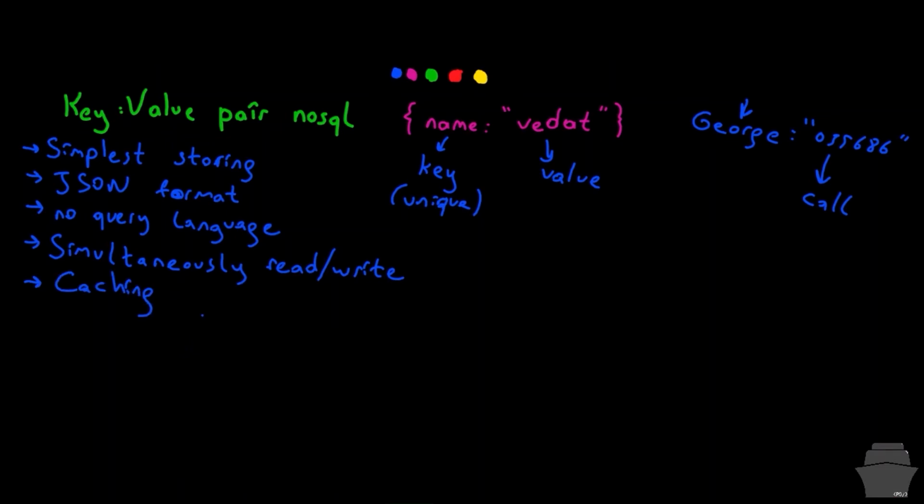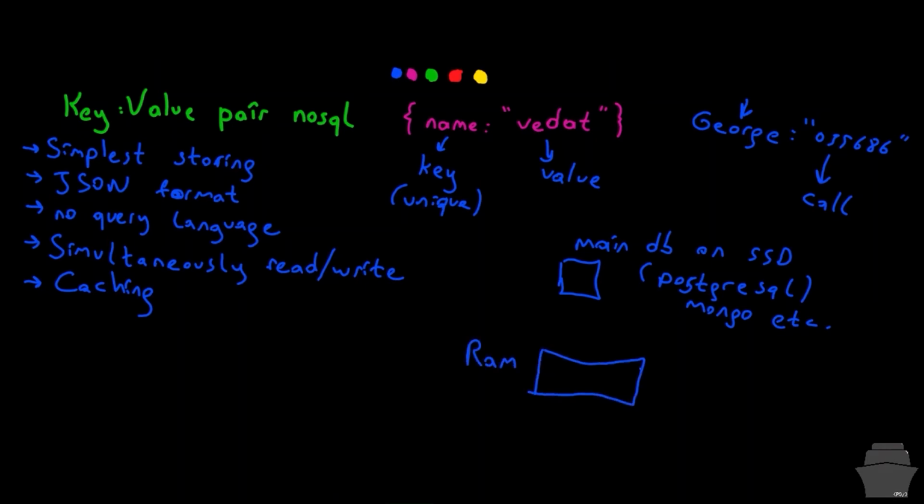We can combine it with another database when we do caching. So let me explain. Let's say this is our main database that runs on SSD drive, and let's say PostgreSQL or MongoDB. And this is our RAM memory. Our caching database will run on RAM memory.